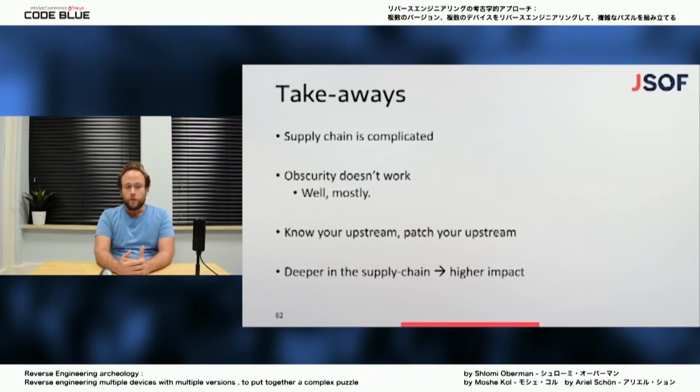And very important, the deeper we go in the supply chain, and Treck was pretty deep in the supply chain, the higher the security impact and the wider the security impact. This has implications both for target selection for researchers, but also for device manufacturers and suppliers of code. If your code is going to run in billions of different devices, maybe it's more important to review that code for security issues than other code that will only run on 1 or 2 or 3 devices.